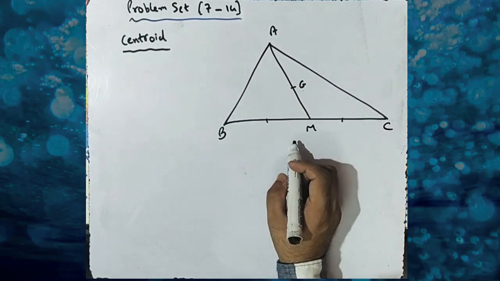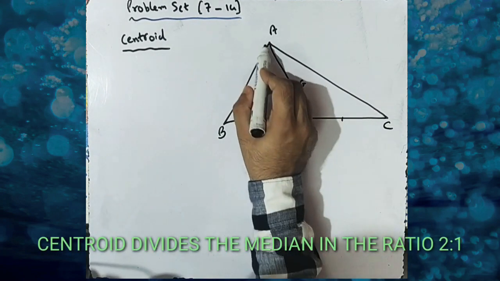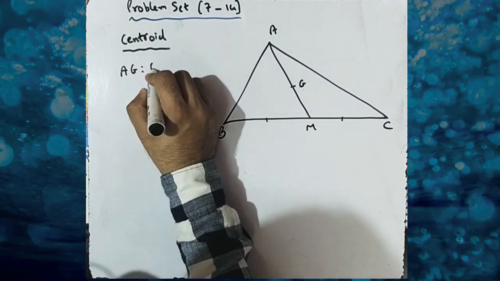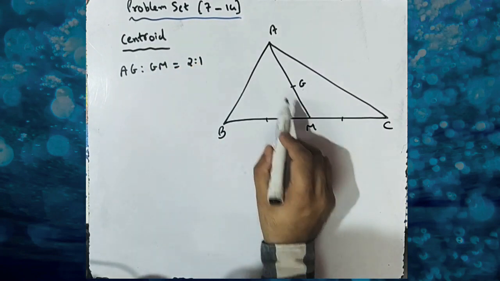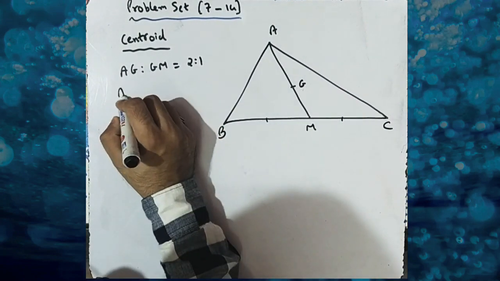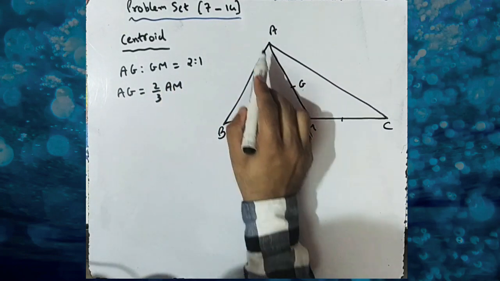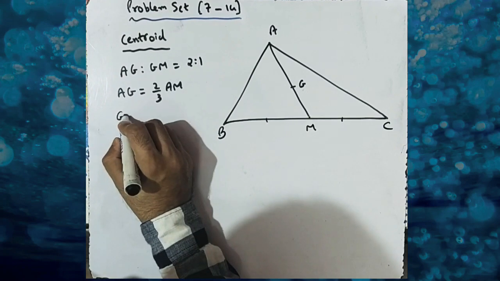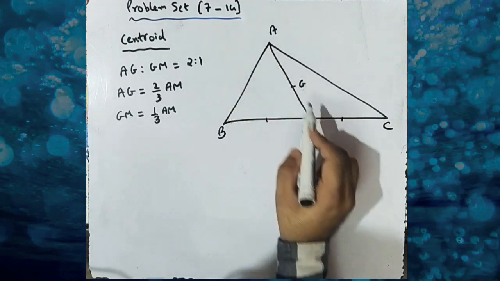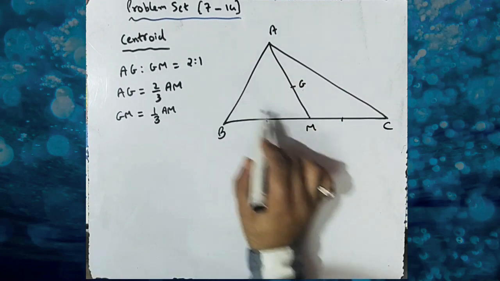Now you have to remember one property related to centroid. Centroid divides the median in the ratio 2:1. Therefore, AG is to GM will become 2:1, which can also be written as AG is equal to 2/3 AM. GM will become 1/3 of AM. Centroid divides the median in the ratio 2:1.